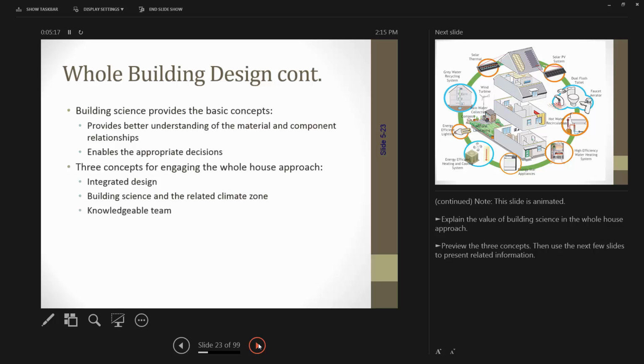When it comes to design in new construction, I did mention the integrated design process. What becomes important, especially with larger scale buildings, is having a knowledgeable team involved in the whole process, understanding how the systems work.